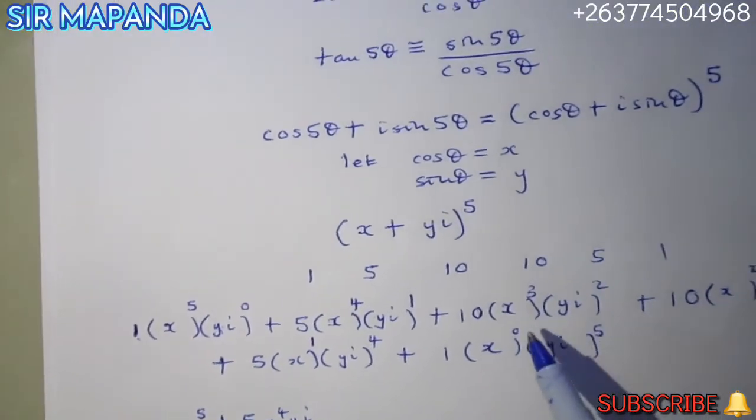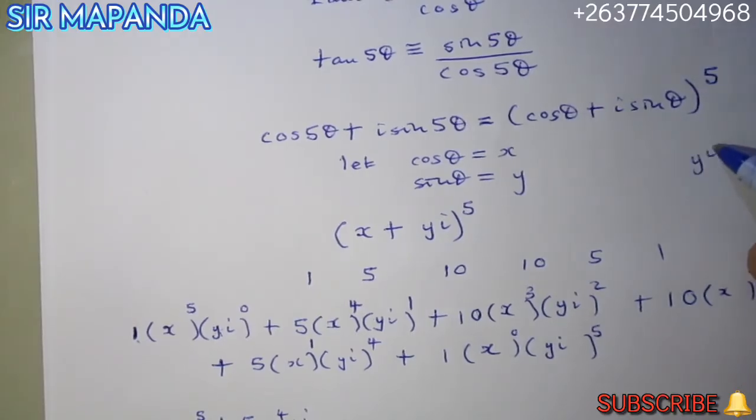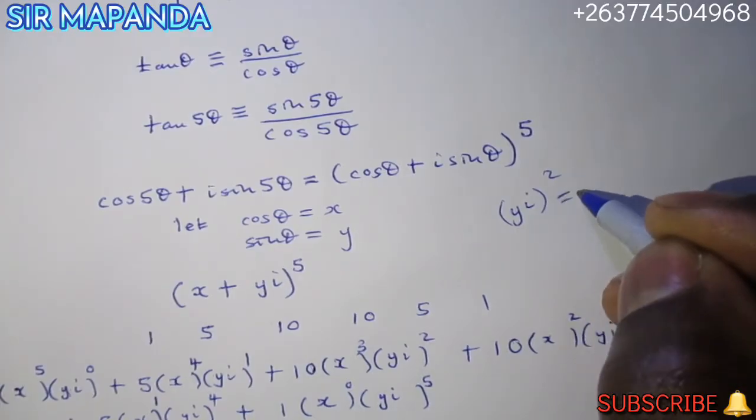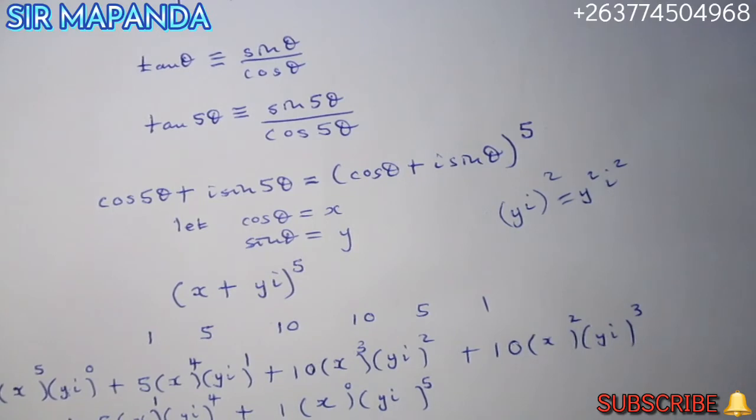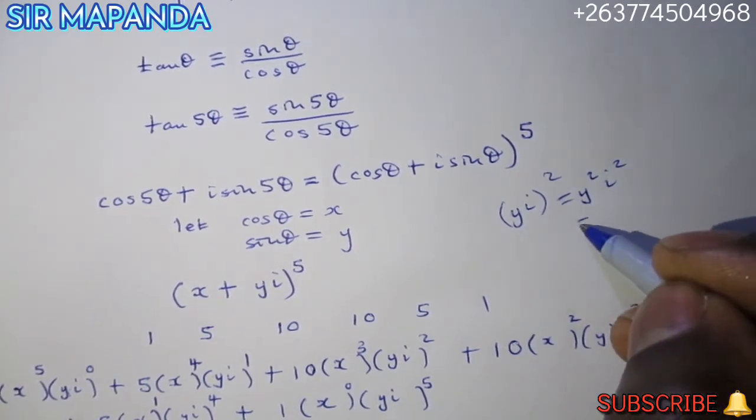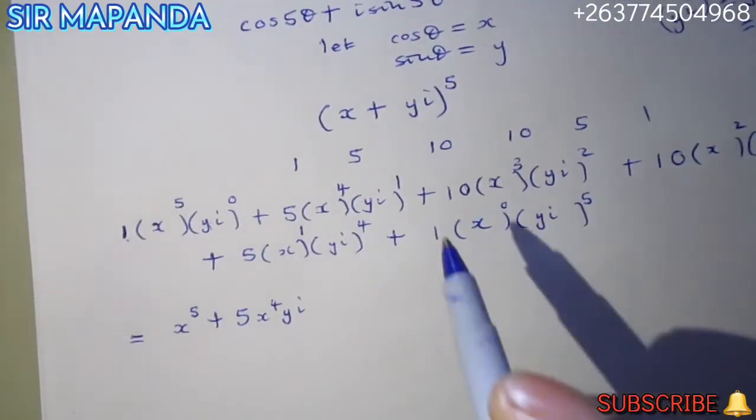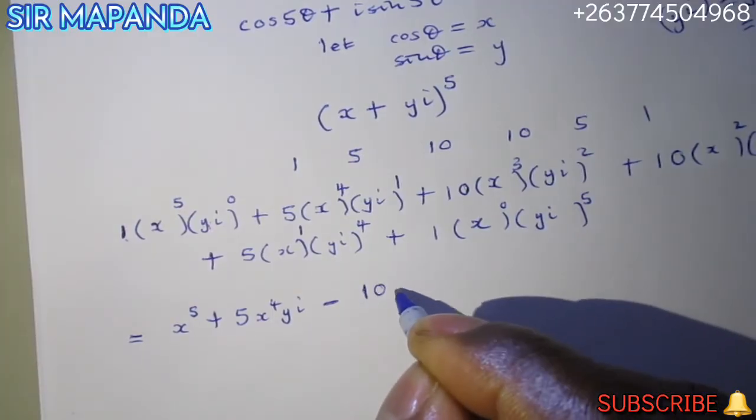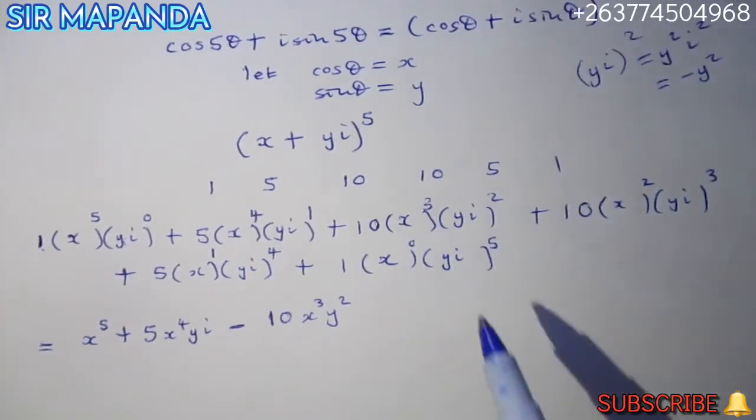Right. But take note of this third term. If yi is raised by power 2, it gives you y squared, i squared. But remember, i squared is as good as minus 1. So y squared times minus 1, you get minus y squared. So on this one, this positive sign becomes negative. So I'm going to write 10 x cubed y squared with a negative sign, since i squared is minus 1.